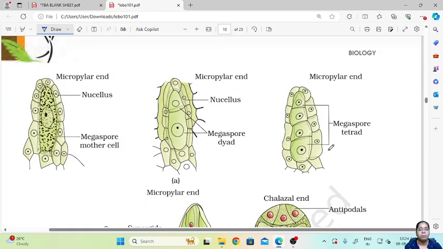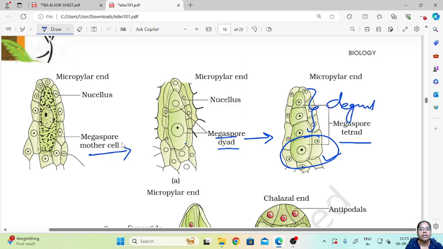So this is how the process of megasporogenesis happens in the flower. This is the nucellus tissue. One nucellus tissue will divide to form what? The megaspore mother cell. This megaspore mother cell will further divide to form a megaspore dyad, that is 2 cells. Then this will further divide to form a tetrad. From this tetrad only 1 will survive and 3 will degenerate.